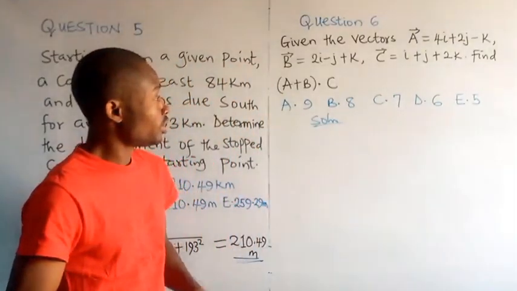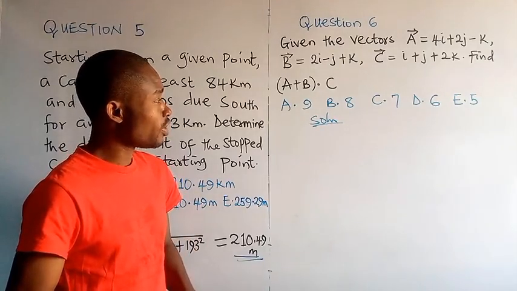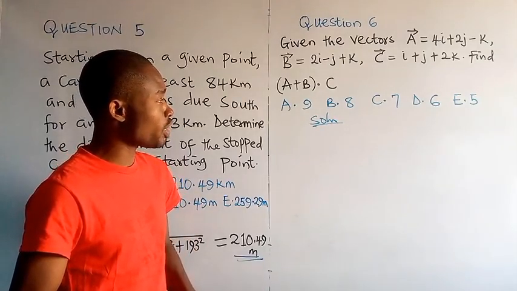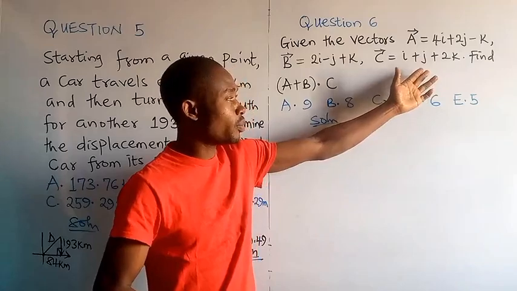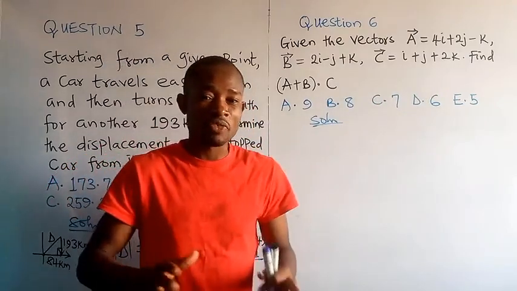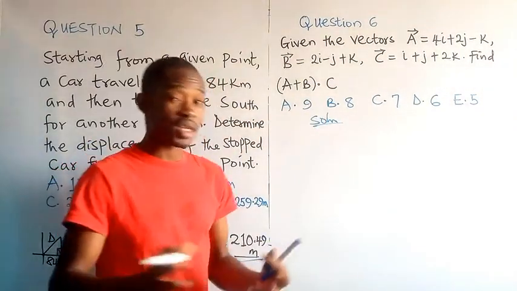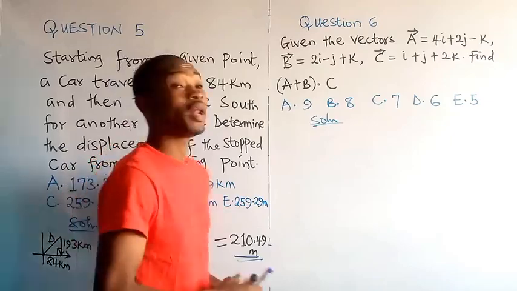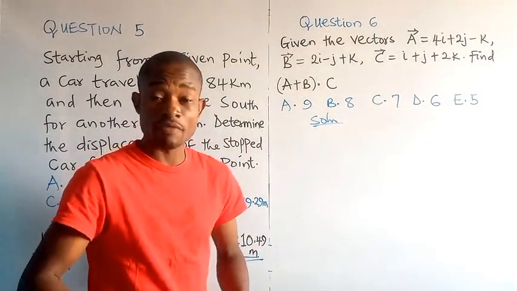Our sixth question: given the vectors A equals 4i plus 2j minus k, vector B equal to 2i minus j plus k, vector C equal to i plus j plus 2k. Now we are required to find (A plus B) dot C. So once again, it's a simple question, right? Play around with it. Now we know how to carry out addition and subtraction of vectors already.